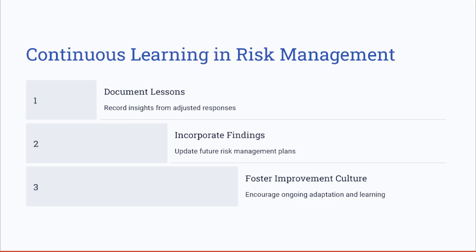Finally, to summarize our session, let's talk about continuous learning and improvement in risk management. Continuous learning and process improvement is the cornerstone of effective project management, especially in risk management. By documenting the lessons learned from risk response adjustments, organizations can improve their strategies for future projects.